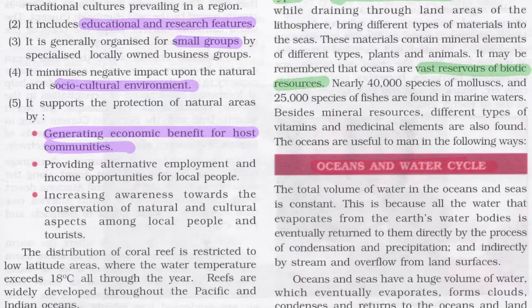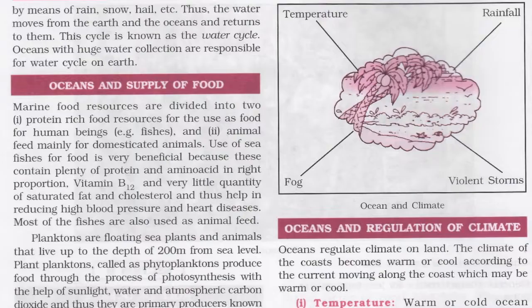Oceans and seas have a huge amount of water, and when this evaporates, it forms clouds and condenses and returns back to the ocean and land by means of rain, snow, hail, etc. And hence this process of water moving from earth to oceans and oceans back to the earth is known as the water cycle. Oceans, with their huge collection of water, are responsible for the water cycle on the earth.